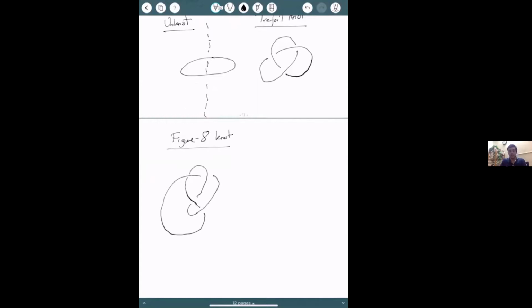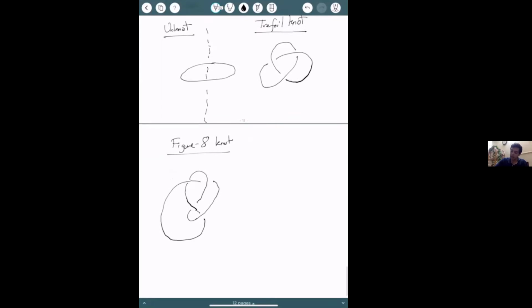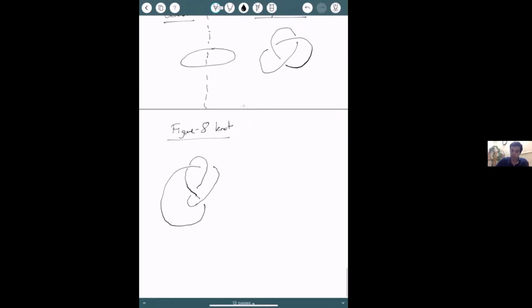Again, you can think of this as a circle sitting inside R3 in a slightly different way. The point is that these three are different knots. I'll show you a table in a little bit. But the point is that we say that two knots are topologically equivalent in some sense. So we say that two knots are equivalent.